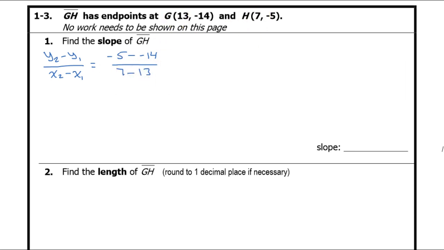Long ago, we learned that if you have minus a negative, that is going to be addition. So that means we're actually going to have 9 over -6. Now, that's going to reduce down to -3 over 2. So that's how you do the slope.